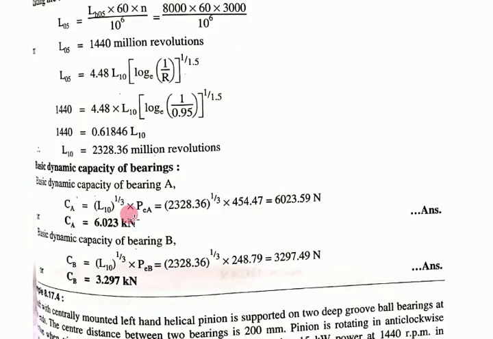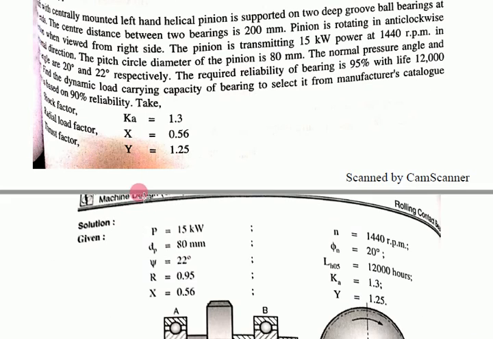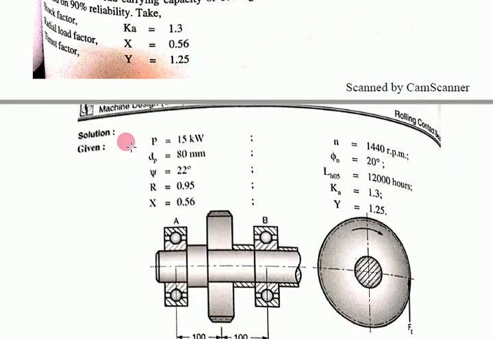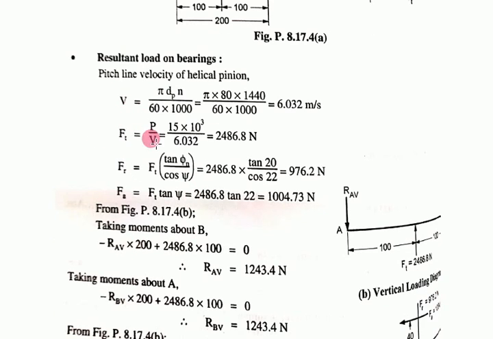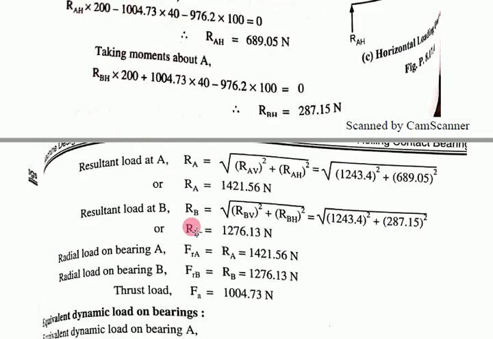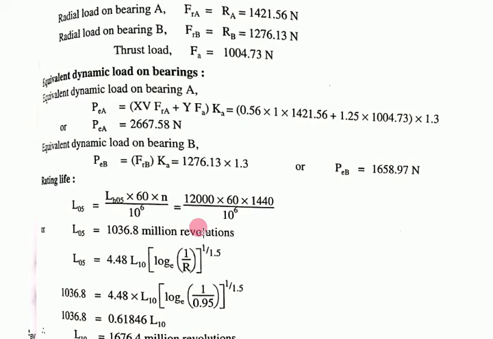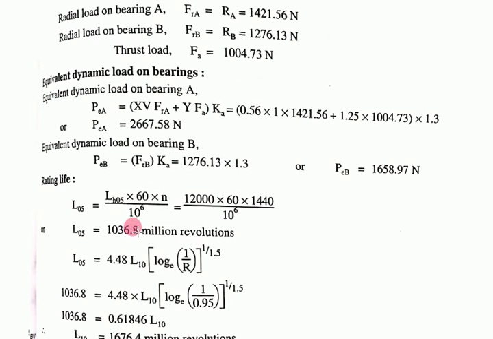Okay, same way another example I would like to show you, just quickly. Here the given data, that is P and DP, phi, is almost the same. Only the change is this value. So first we have to find V, then FT, then FR, FA, then again reactions as per this. So all the things are same, equations are same, and finally we got CA and CB. So by this way we can solve the example of bearing.